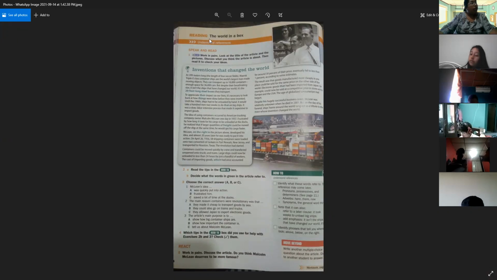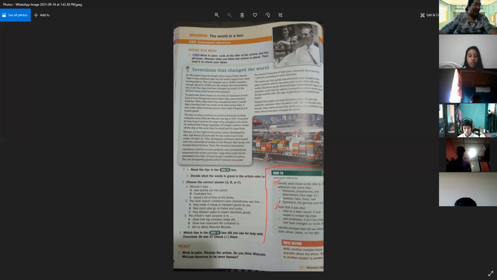It's an activity of reading the words in a box on the understand reference, okay? First, we're going to the bottom of the page here in the how to understand reference. First, identify what these words refer to. The reference may come later. Pronouns, possessives, and determiners. Adverbs like here, there, and now, or synonyms like the general word theme.